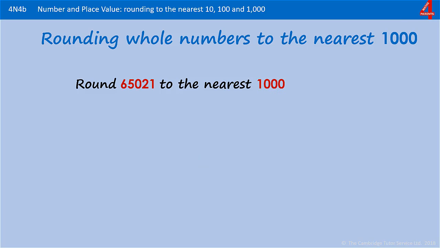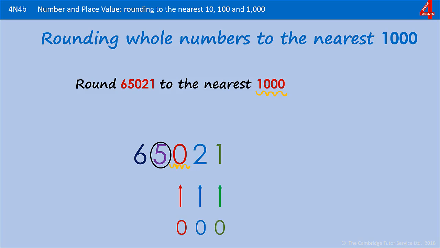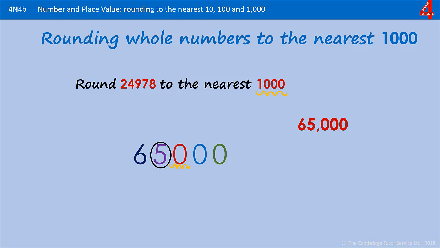Here's one for you to try. Pause the video, have a go. 65,021 rounded to the nearest thousand. Find the thousands column in here, which is the 5 digit. Look at the one next to it. That's a 0. That means we're going to round down. So when we have a multiple of 1,000 at the end of this number, that 5 is going to stay the same. 65,000.